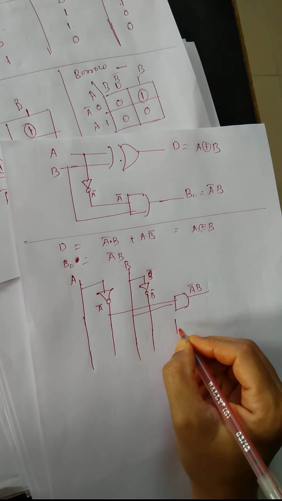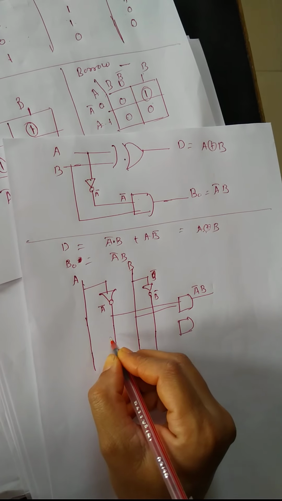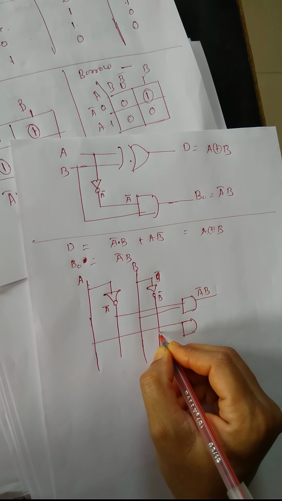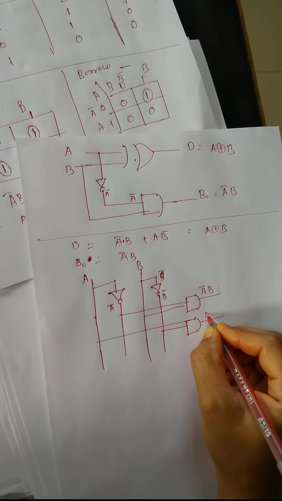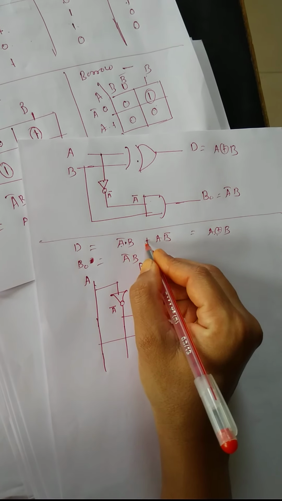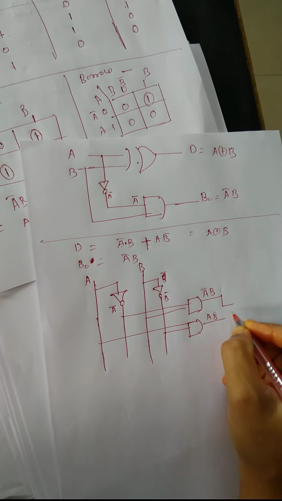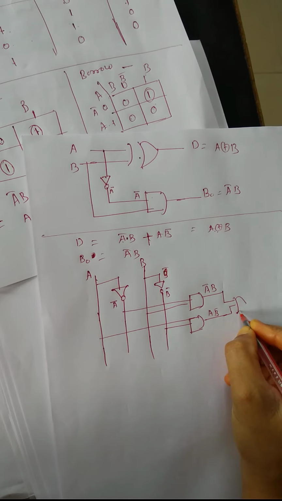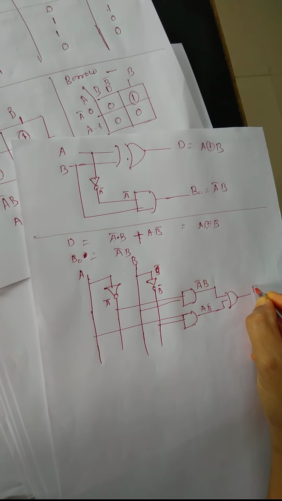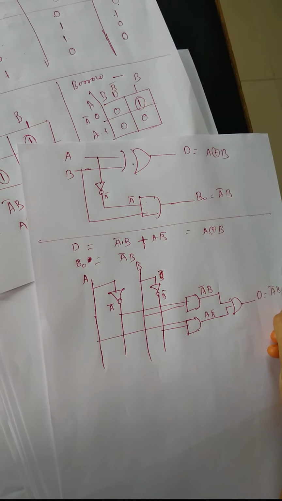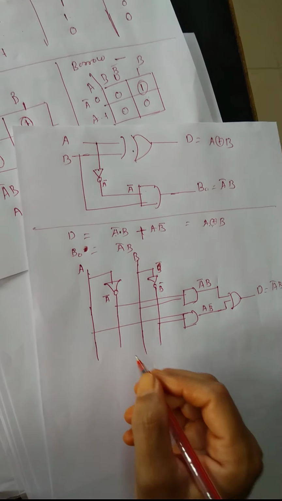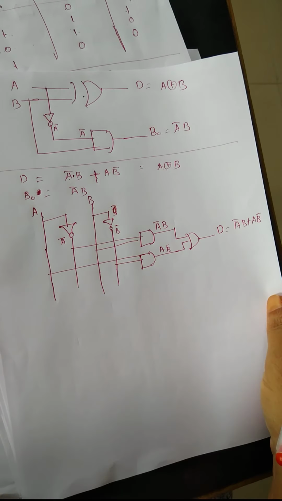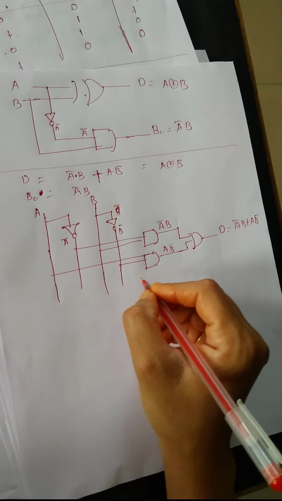Next term A B bar, that is a product term. So from input A is given, and B bar. So the output is A B bar, and there is an addition, so we require the OR gate. So we connect the OR gate here. So the output of difference is A bar B plus A B bar. This is the equation we realize using the basic gates.